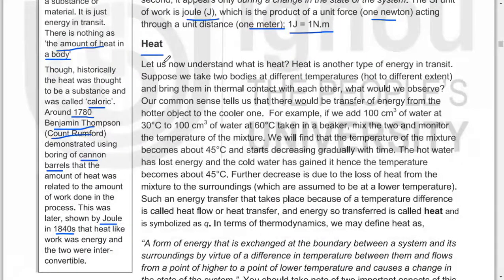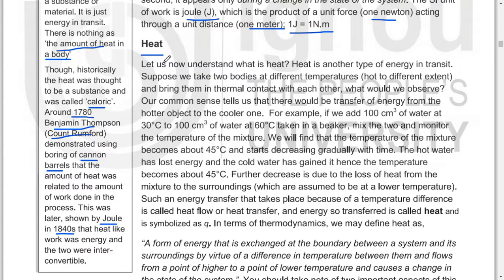Heat. Let us now understand what it is. Heat is another type of energy in transit. Suppose we take two bodies at different temperatures, hot to different extents, and bring them in thermal contact with each other. What would we observe? Our common sense tells us that there would be a transfer of energy from the hotter object to the cooler one.